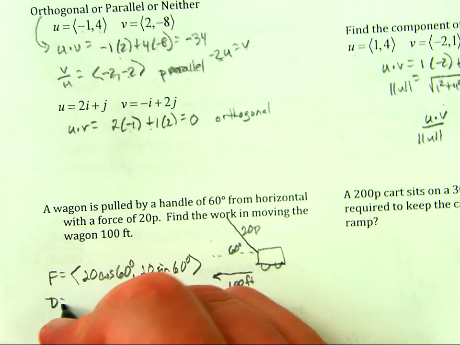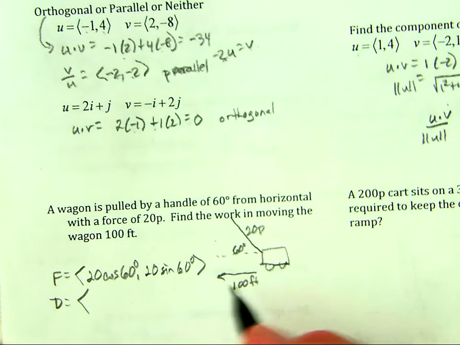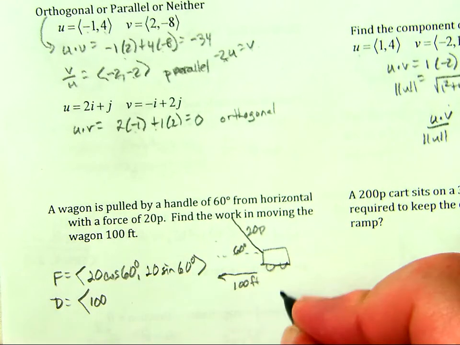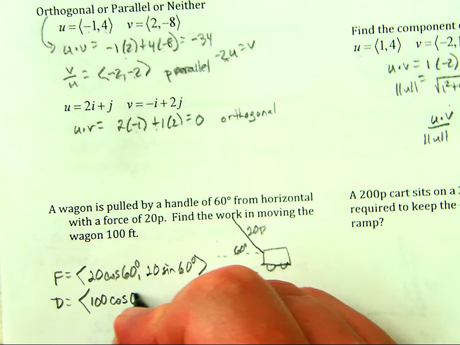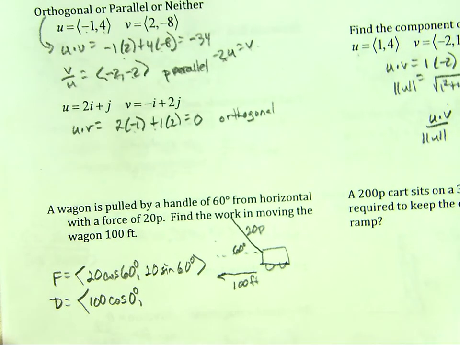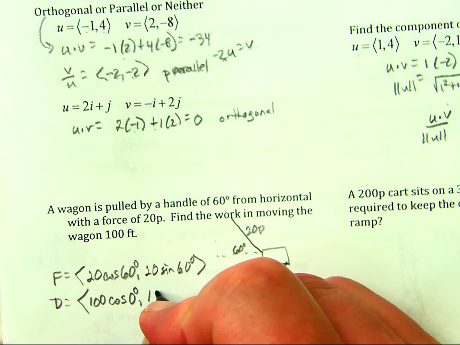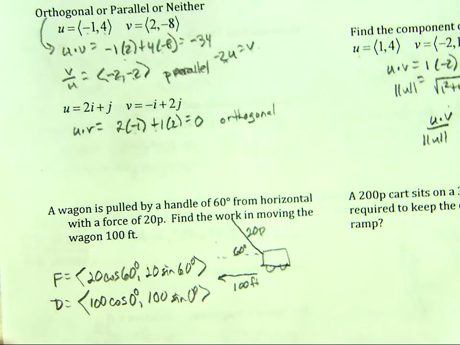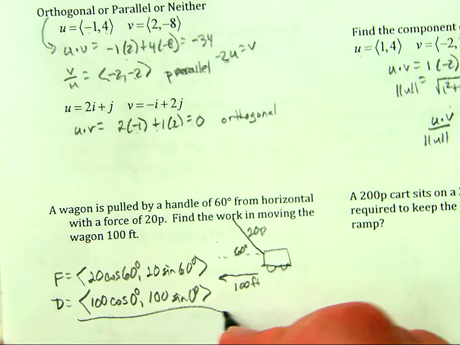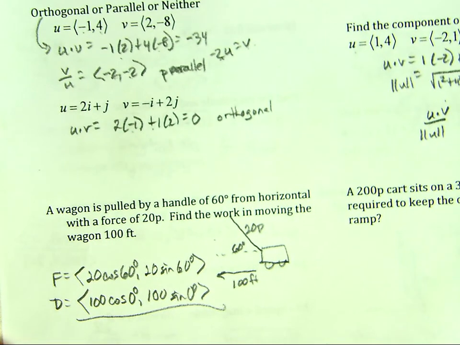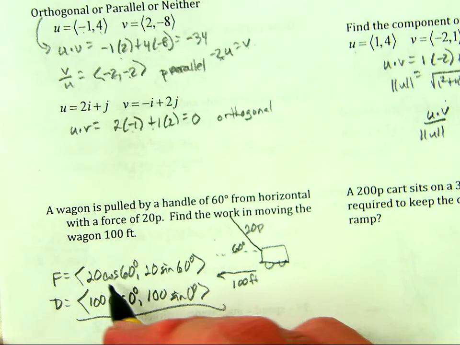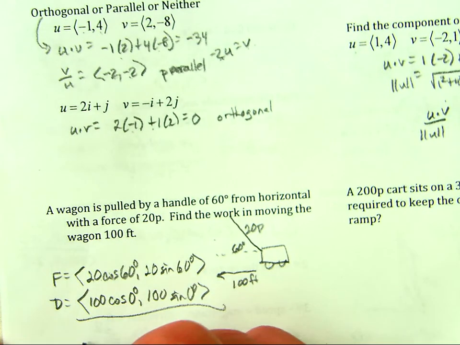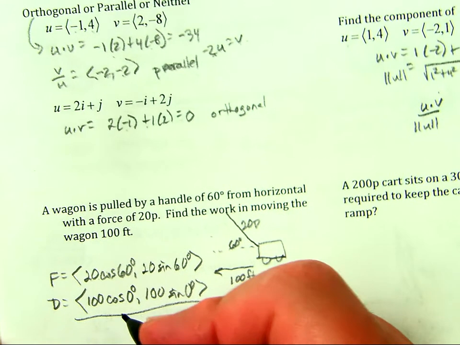Now our distance vector, well, we're only going horizontally. We're going 100 feet. Since we're going horizontal, our angle is 0. So for our vertical, that'd be 100 sine of 0. Well, we're going to add those together. This 20 cosine 60, again, if you remember your trig, you could just do that on your calculator.